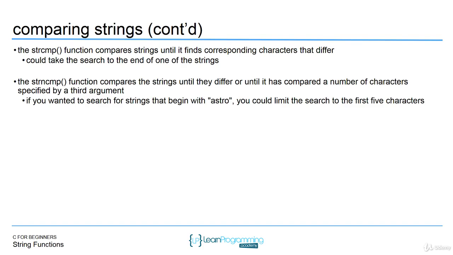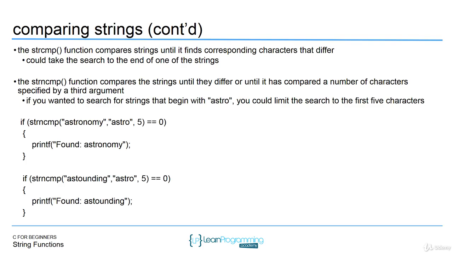It's used differently than strcpy or strncpy or strncat. The strncmp just says I only want to compare so many characters. So it would be useful if you're only looking for a prefix. So if you wanted to search for strings that begin with astro, you could limit the search to the first 5 characters. And you would use strncmp this way. You see that we say equals equals 0. You often see an if statement like this when you're using strcmp: strcmp inside of an if statement and the equals equals 0 to say that it's equal.